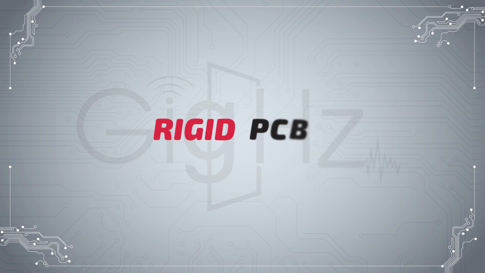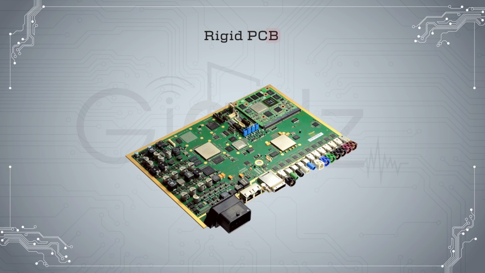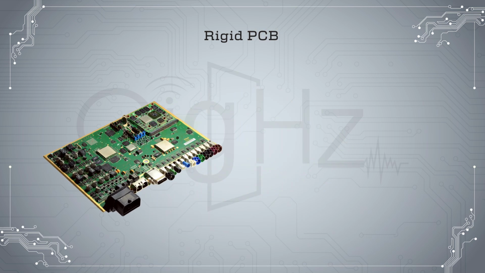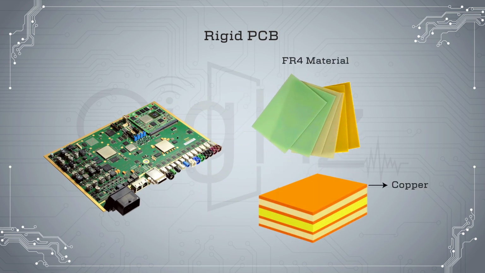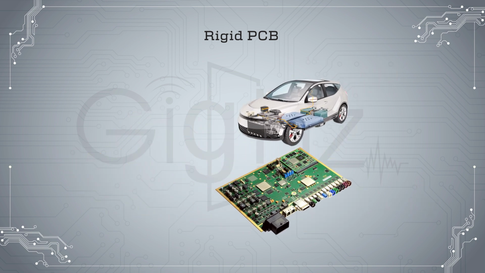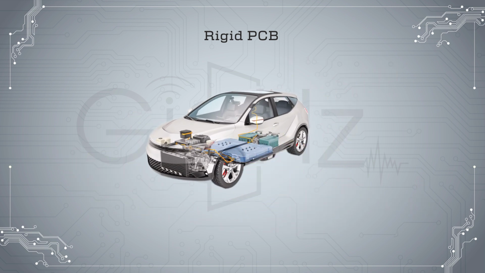Rigid PCB. Rigid PCBs are constructed from solid materials such as fiberglass, providing durability and structural integrity. These are ideal for automotive applications.